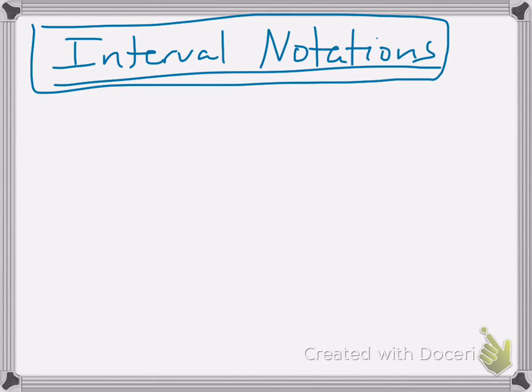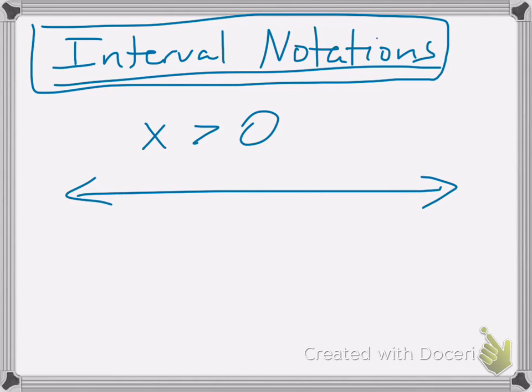What if we wanted to just say that x was greater than 0? What would that look like on the number line? Open circle at 0, right? And shade to the right. So we use an open circle to show that it's just greater than. We use a closed circle to show that it's greater than or equal to.